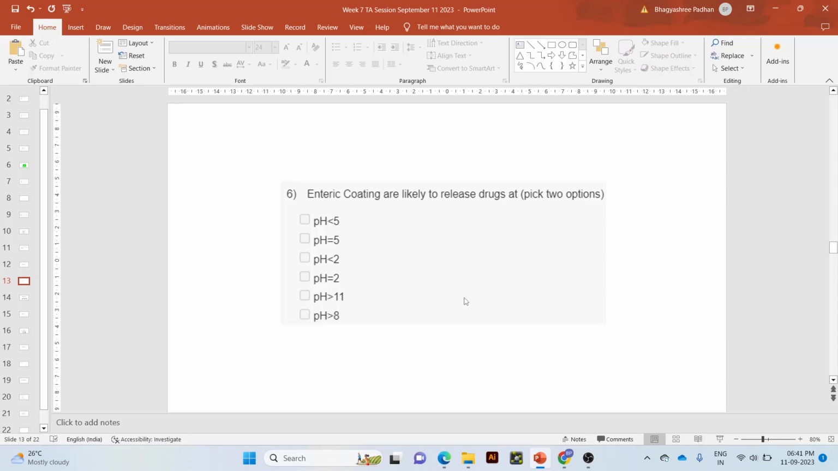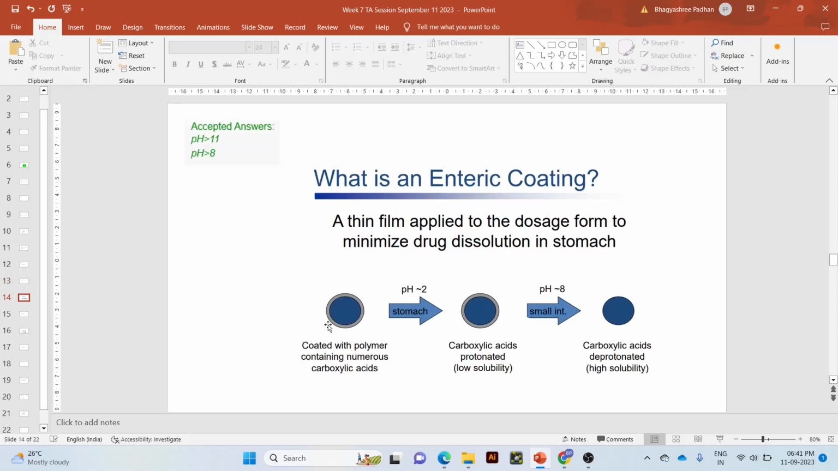The next question, enteric coatings are likely to release drugs at which two pH? pH less than or equal to 5, less than or equal to 2, or pH greater than 11 or greater than 8. The correct answer would be pH greater than 11 and pH greater than 8, since enteric coatings dissolve only at alkaline pH, that is the pH of the small intestine and not the stomach, which has an acidic pH. Only pH greater than 8 and 11 are alkaline, so these two options are correct.